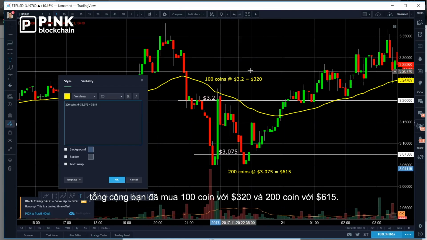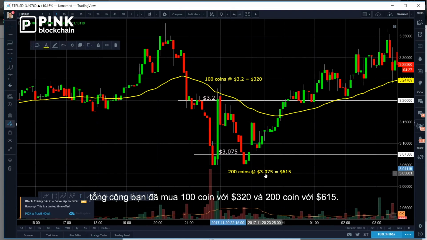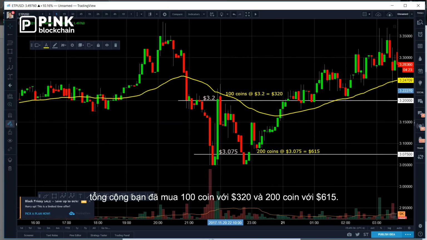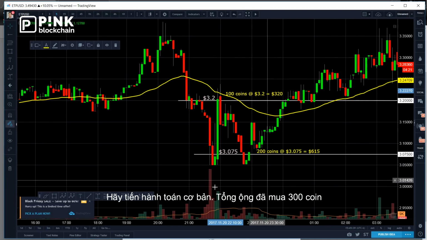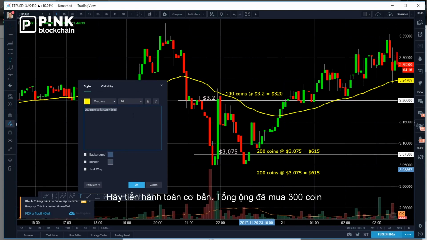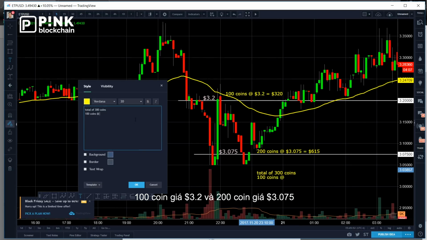Right, so you bought 100 at 320, and now you bought another 200 at 615. Well, let's do the basic math here, and these are calculations that I really recommend that everybody learn. You've now bought a total of 300 coins, right? You bought 100 coins at $3.20, and then you bought 200 coins at $3.075, right? Make sense so far?